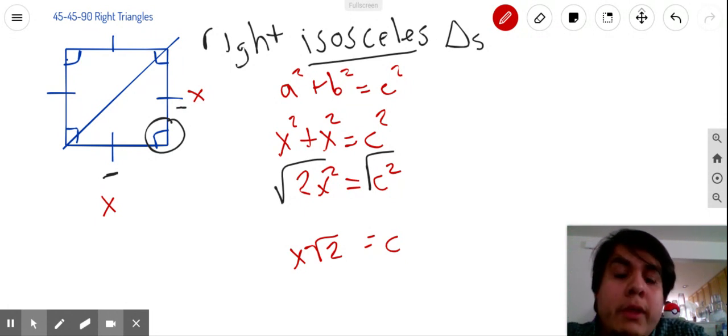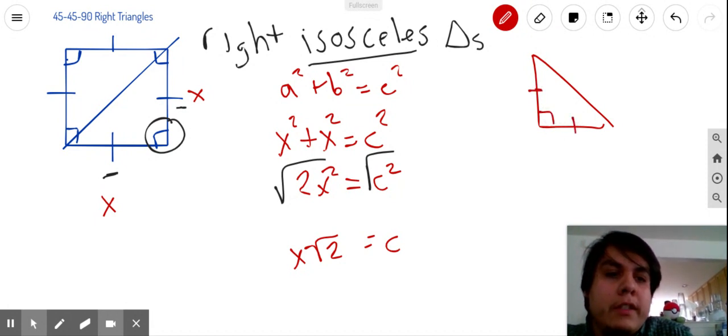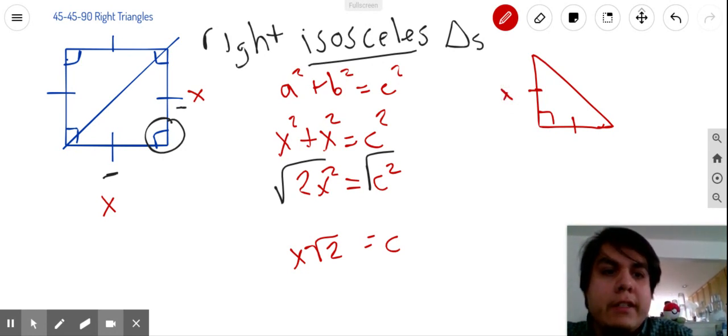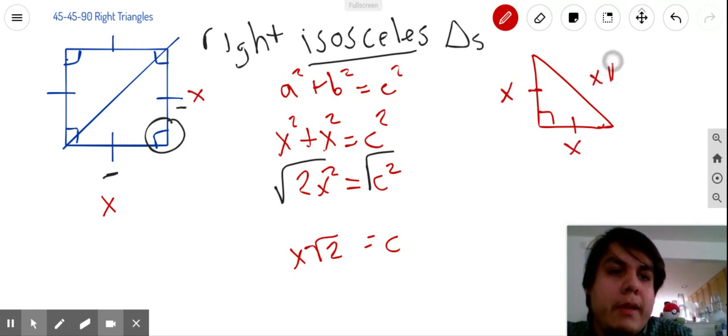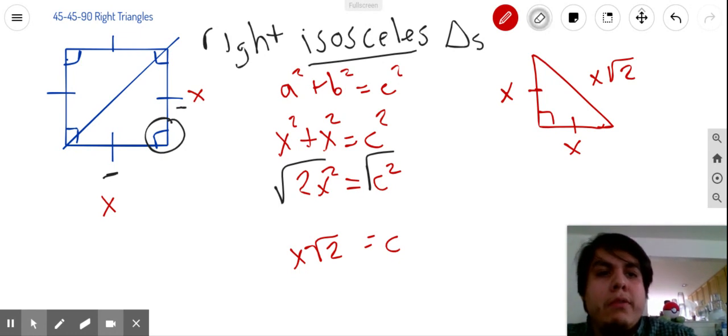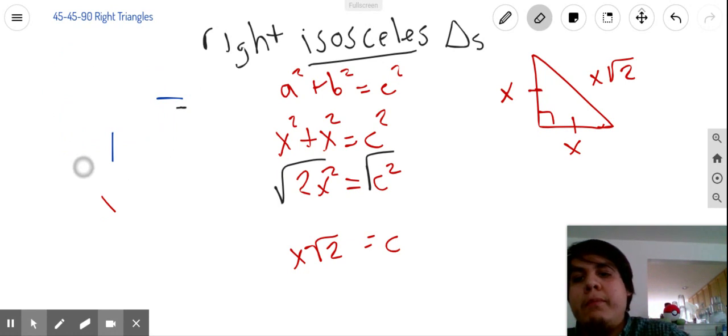So when you have a right isosceles triangle, the relationship between the sides could be summarized like this. This is enough indication to say that I have a right isosceles triangle: two sides are the same, and a 90-degree angle. If this is x and this is x over here, then that means that this hypotenuse has to be x root 2. So that's the relationship. So let's talk about how this is useful. Why and how am I going to use this information to help me?